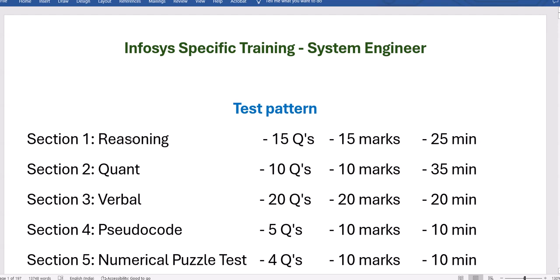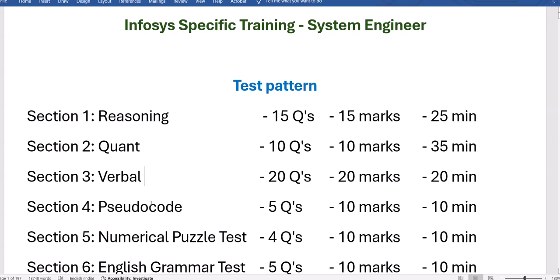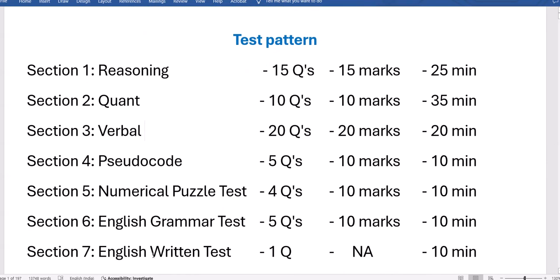First section is reasoning, good. Second section, the heading is given as technical ability. First one, reasoning ability, the title is given as reasoning. This is technical ability, but the questions are from quantitative reasoning and maths, nothing else. Third one, verbal ability, fine. Then pseudocode and puzzle test. And the last one, as everyone knows, is the English written test, nothing but essay writing.